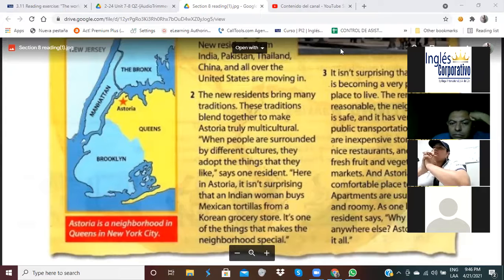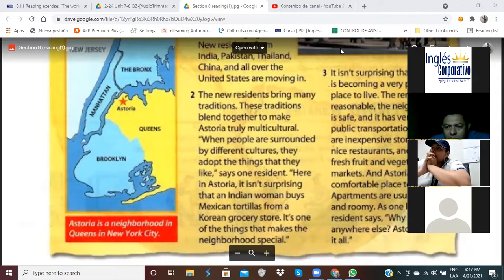All right, excellent. Go ahead, select somebody for the next part. Jenny Melendez, continue, please. It is not surprising that Astoria is becoming a very popular place to live. The rents are reasonable. Reasonable. The neighborhood is safe and it has very good public transportation.